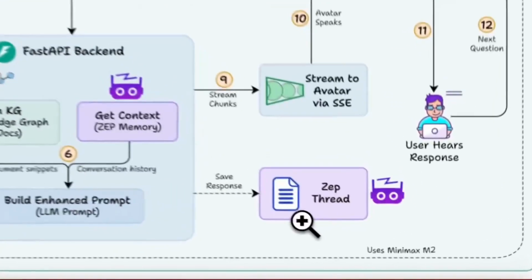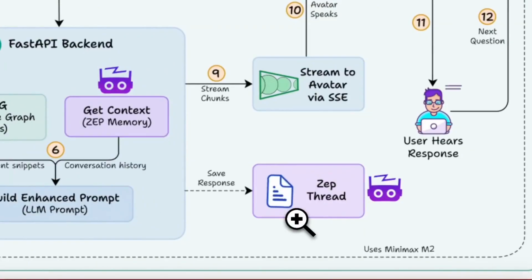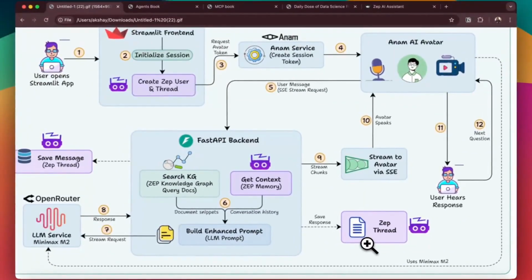And while all of this is happening in the background, everything is being saved back to the JEP thread, updating the knowledge graph for the next interaction so that the avatar never forgets about you and it gives you a more personalized experience. So now that you've seen the demo and understood how everything is working under the hood, let me give you a quick code walkthrough and how to actually build this yourself.